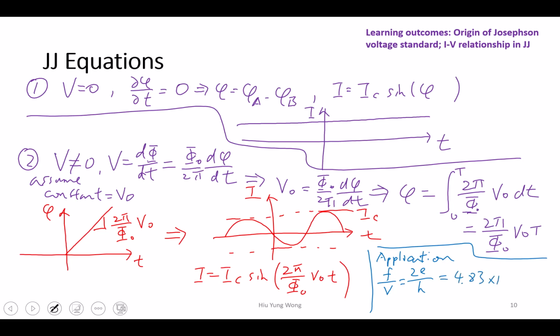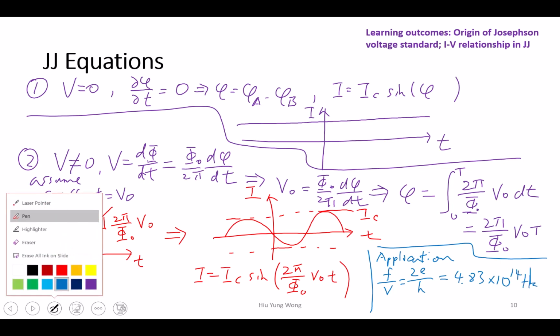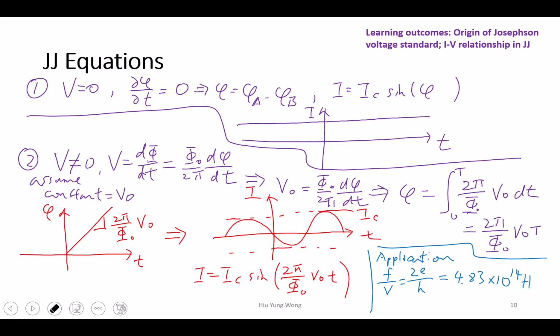.83 times 10 to the power 14 hertz per volt. It means if you apply 1 volt across the Josephson junction, this current is going to oscillate at 483 terahertz. If your voltage changes a little bit, this is going to change.